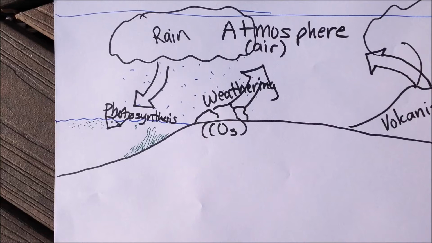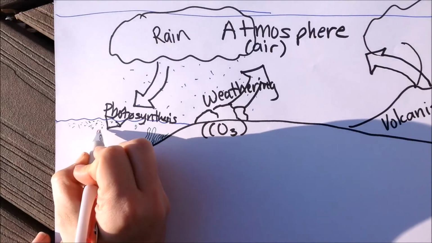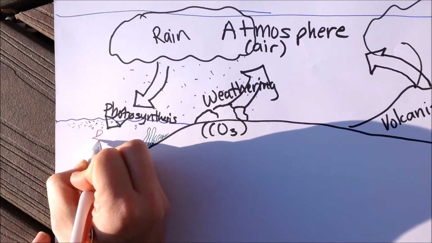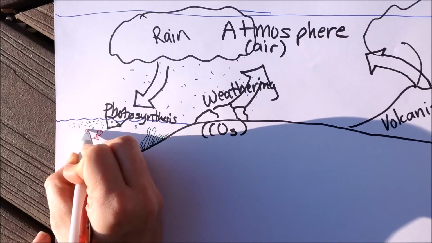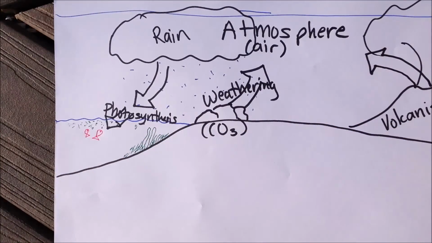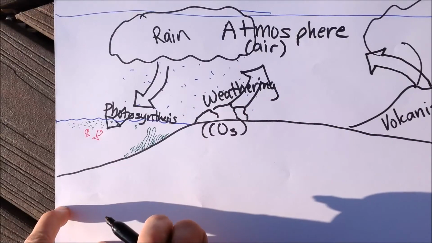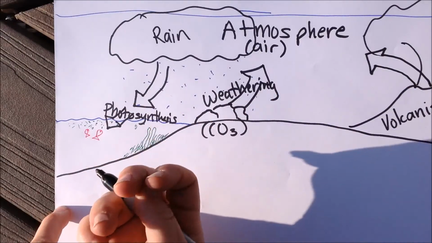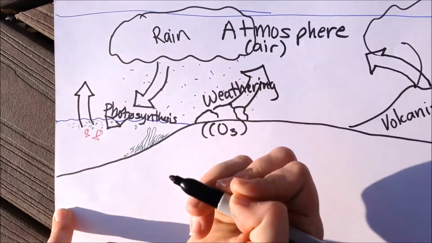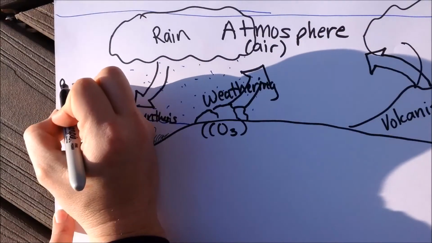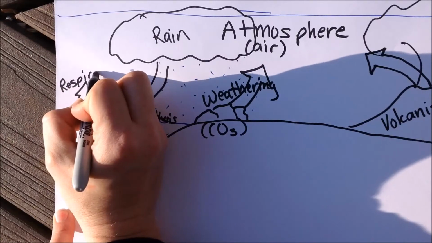These organisms will also be respiring, as well as fish that are surviving on these organisms. And so as they respire, they're taking in food and oxygen, and they're giving off carbon dioxide and water vapor. So we call that respiration.